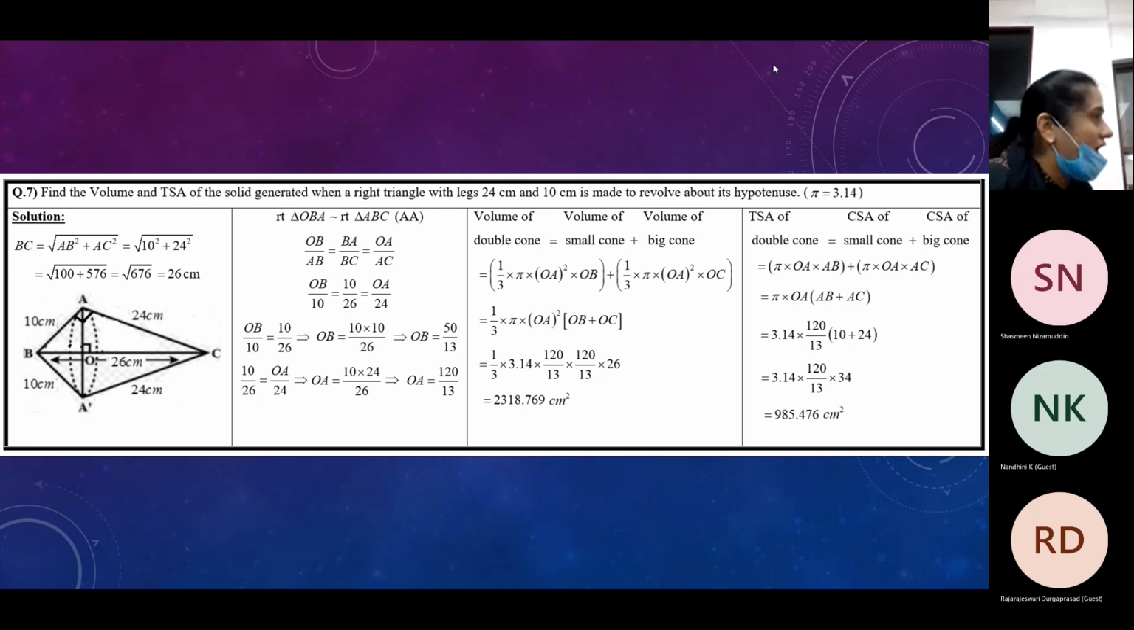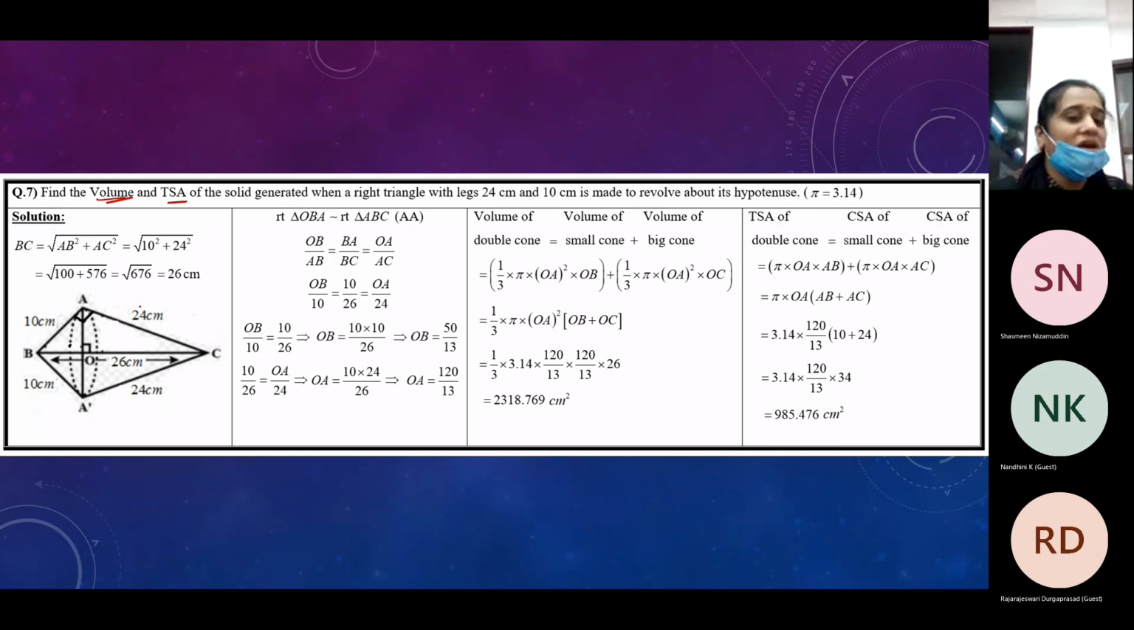So you need the values of R and H. Once you have R and H, you can find L. L is equal to root of H square plus R square. Correct? Now, what I'm trying to say is, the question is based on the double cone. What is the volume of the double cone? TSE of the double cone.